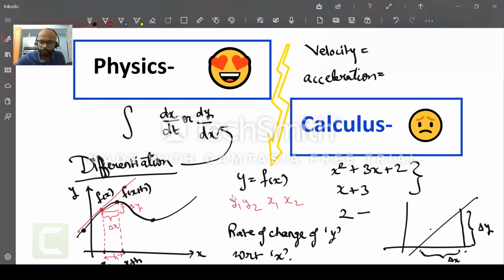So I hope from the next time, whenever you see these expressions, you won't be afraid. This is nothing but just a rate of change. And yeah, that's it. In the next module, we'll learn about integration.